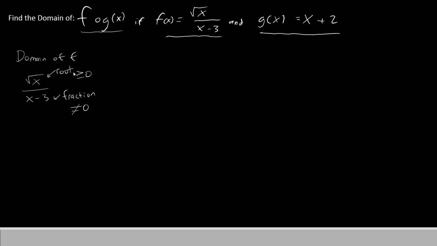From the root, we have x is greater than or equal to 0, and from the fraction we have x minus 3 is not equal to 0. If we add 3 to both sides, we'll simply have x is not equal to 3. Those are our first two restrictions from f. Let's also look at the domain of g. Now we might notice that for g we just have x plus 2. There are no roots, and there are no fractions, therefore we have no restrictions.